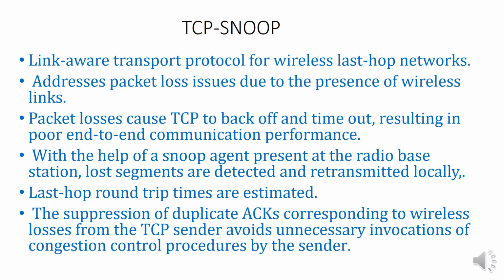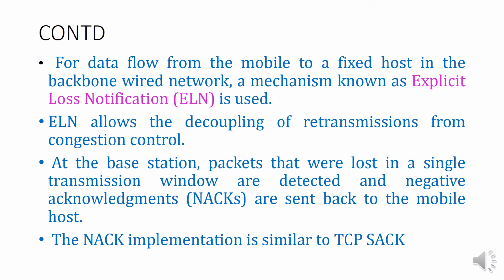With the help of the snooping agent present at the radio base station, the lost segments are detected and retransmitted locally. So last hop round trip times are estimated. The suppression of duplicate acknowledgments corresponding to wireless losses from the TCP sender avoids unnecessary invocation of the congestion control procedure by the sender.